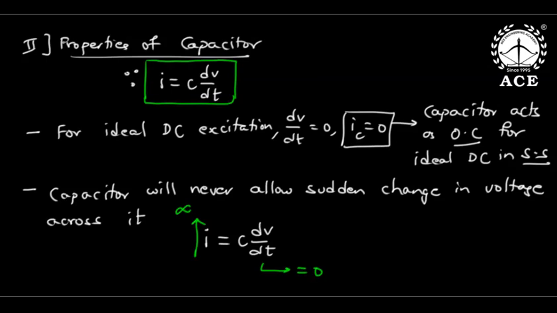So the first point I told: for ideal DC, a capacitor acts as an open circuit because current is zero. But capacitors will not allow sudden change in voltage across them, because a sudden change in voltage in zero time means infinite current, which is a violation of the law of conservation of charge.